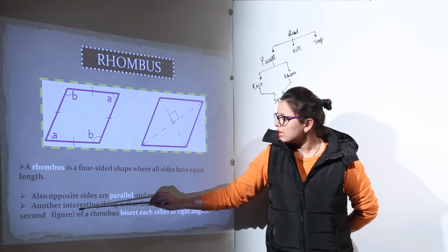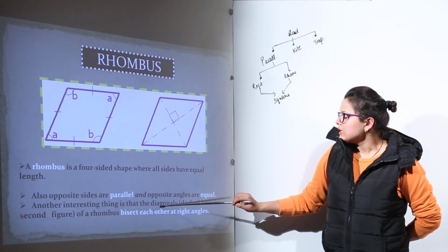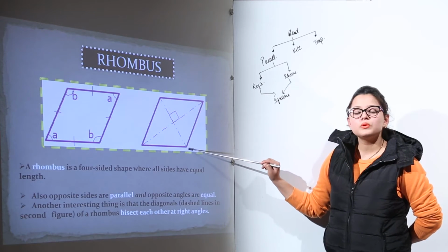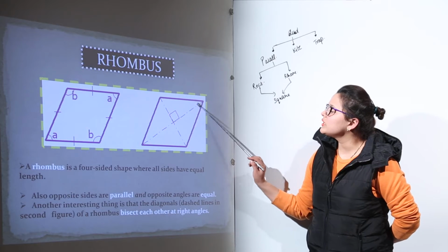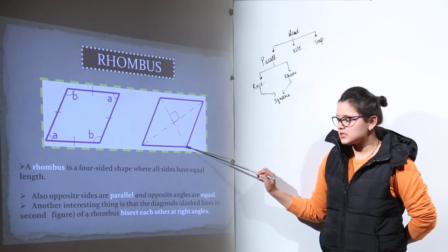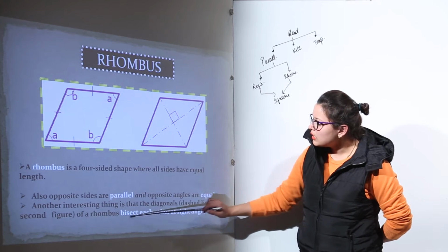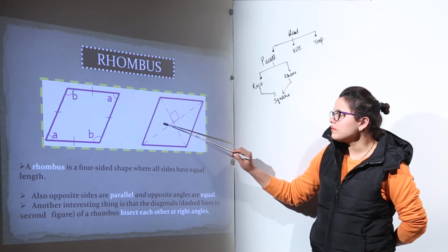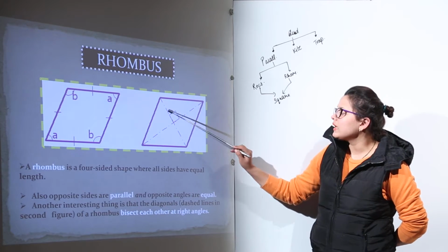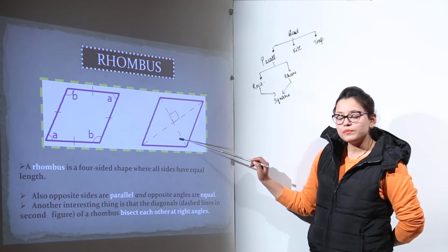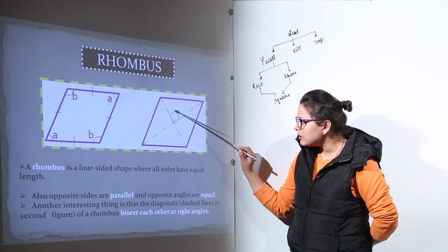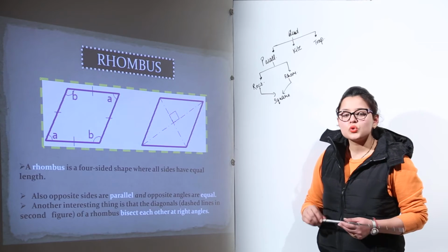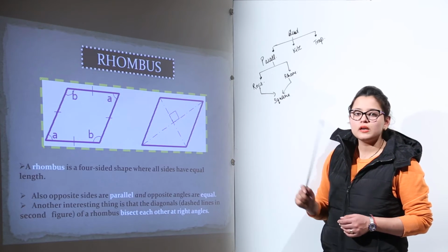The next property is another interesting thing, that diagonals, that is the dashed lines that we are making in the shape. I hope you are familiar with the diagonals now. Diagonals are the line segments joining two non-consecutive vertices. Now we have made two diagonals over here. The diagonals of a rhombus bisect each other at right angles. That means this part will be equal to this part and this part will be equal to this part. Also they will be intersecting each other and making 90 degrees. Now this was a similar property as it was in a parallelogram. So we can say a rhombus is a type of parallelogram only.